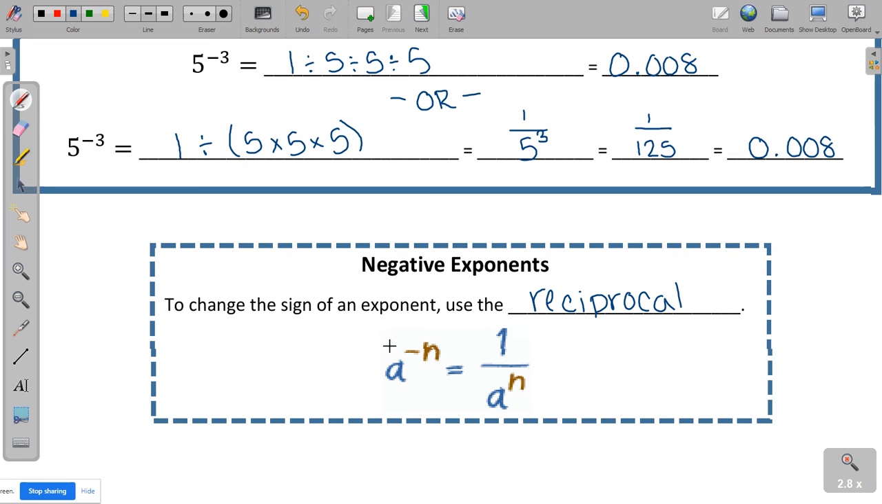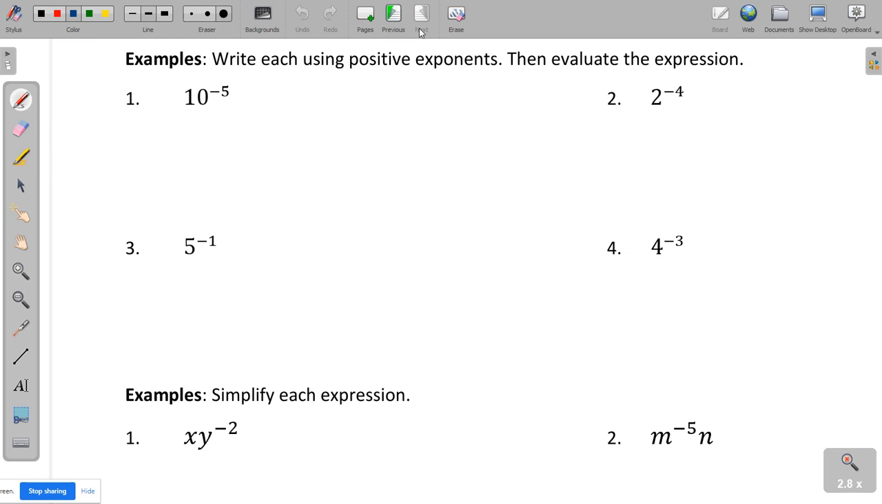So what you're going to do is take the power, so a to the negative n, you're going to put it underneath and put 1 on top. But then the n becomes positive. So negative powers, you have to flip them. You have to bring them down to the denominator. So this might make a little more sense once we look at some problems.